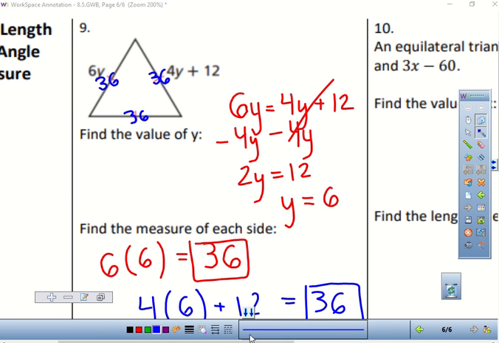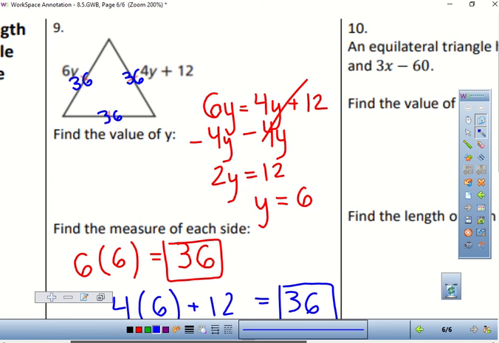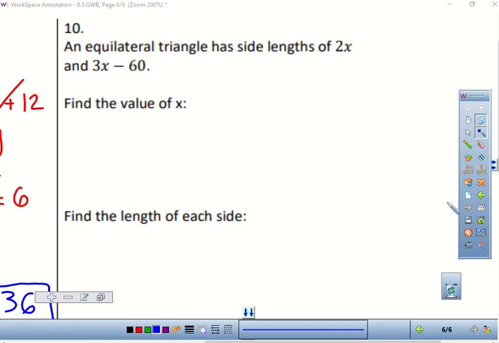We good for number 10? So it says an equilateral triangle has side lengths of 2x and 3x minus 60. Find the value of x. What would I do here with those two expressions they gave me? If they're equilateral, what do I do? You set them equal to each other. Good. I would set them equal to each other because they're equal, okay?